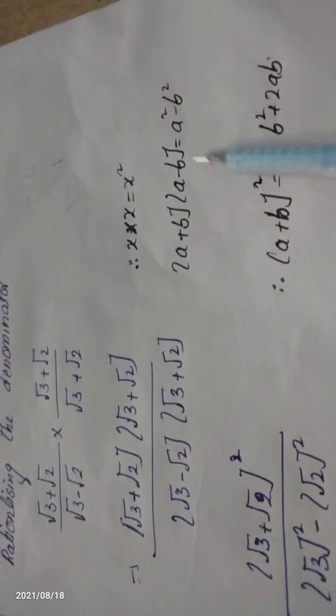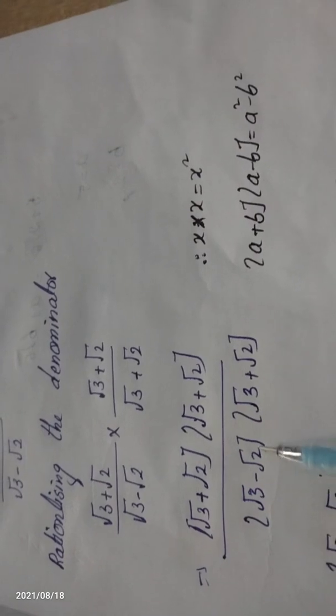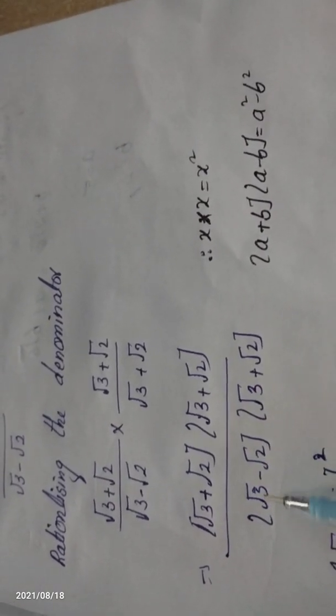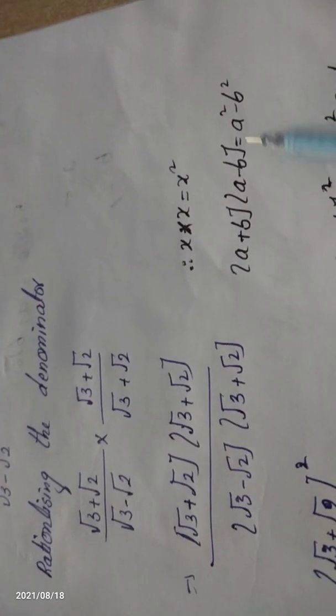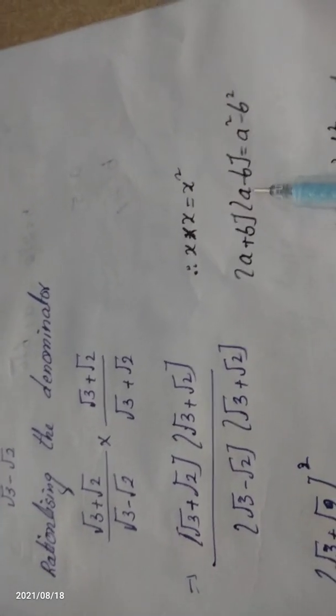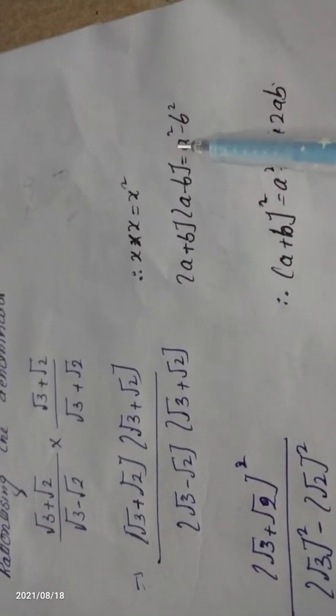Now the denominator: root 3 minus root 2, root 3 plus root 2. It is in the form of a plus b into a minus b. Our expression in the LHS form we have to convert into the RHS form, a square minus b square. What is a? A is root 3, so a square is root 3 whole square, according to this formula.